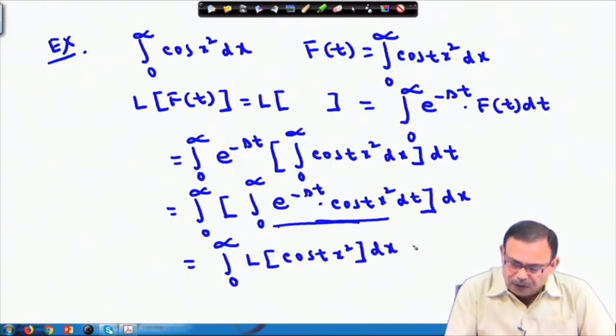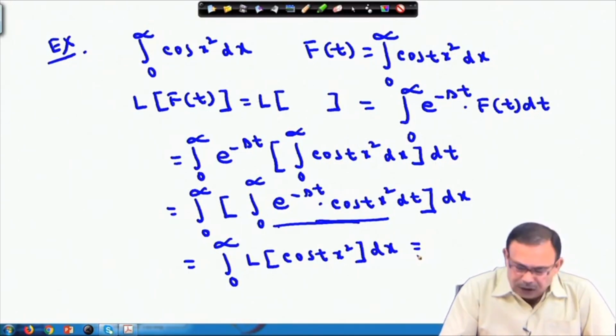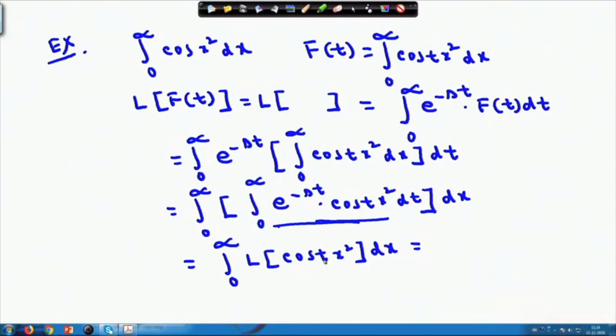And the Laplace transform of cos of t x square is s by s square plus x to the power 4. So s will go over here, s square plus a square, where a is x square, so this will become x to the power 4, into dx. So your integral becomes the Laplace transform of f(t) equals the integral from 0 to infinity of s by s square plus x to the power 4 into dx. I have to evaluate now this integral.